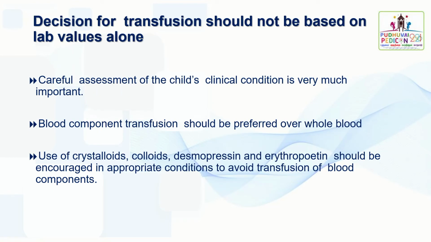This one is the more important one. So decision for the transfusion should not be based on the lab values alone. Many times there will be error in the electronic counters. So careful assessment of the child's clinical condition is very much important. You have to clinically assess the child before deciding on the transfusion. So blood component transfusion should be preferred over the whole blood.